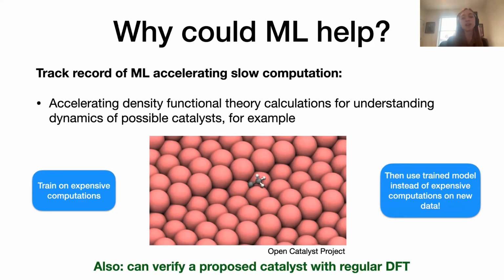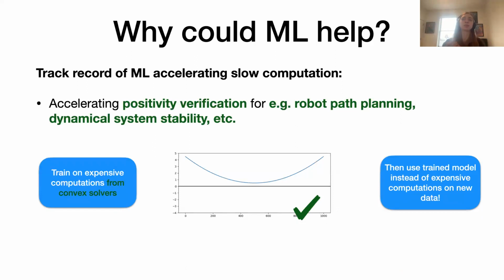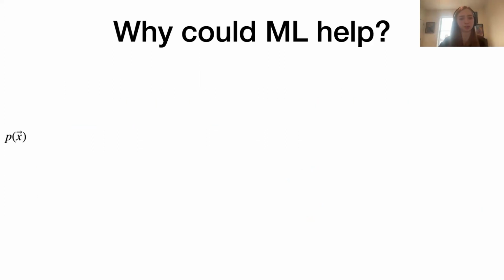So if I find a good molecule for you, you can actually check that I'm not lying, that it really is good. But you've used this acceleration to come up with a good catalyst. And I want to use that as a guiding analogy for this positivity verification problem. The problem is different, the applications are different, but our underlying idea of training on expensive computations, which are coming from convex solvers, and then using that trained model as a substitute for those convex solvers on new data, is what's going to guide us.